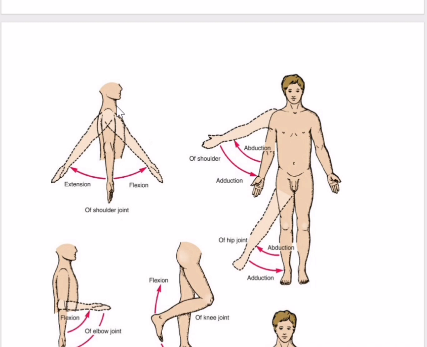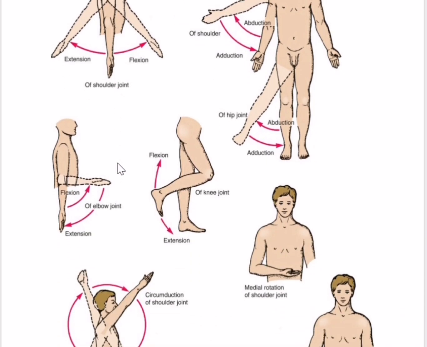As a practice, extend your hand in an anatomical position and move your hand forward. You are flexing the shoulder joint. If you move your hand backwards, you are extending the shoulder joint. Another example: flexing the elbow joint, we are reducing the joint angle, and extending the elbow joint, we are increasing the joint angle.